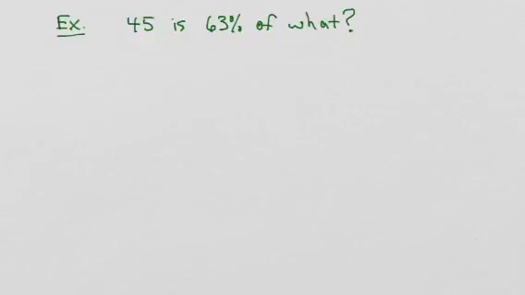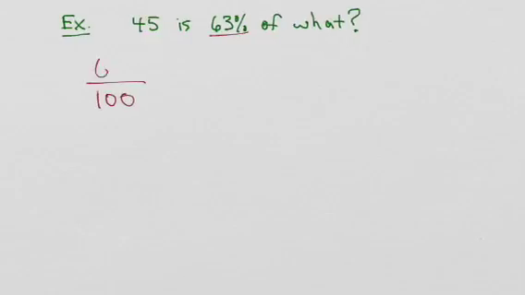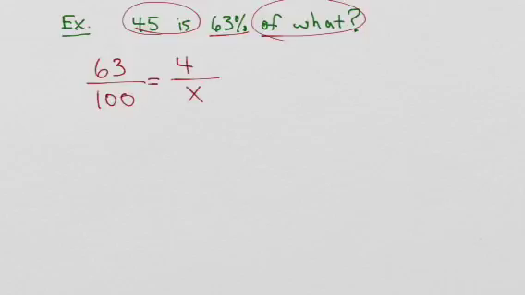45 is 63% of what? So again, start with the percent number. It's always over 100. There it is, right there, 63. Second fraction, I'm looking for an "is" number and an "of" number. The "of" number always comes after the word "of." That's the bottom, and that's the missing one. My "is" number, the 45, goes on top.